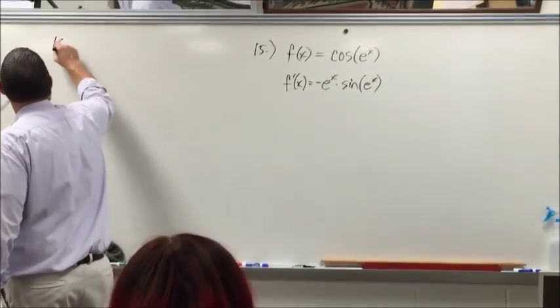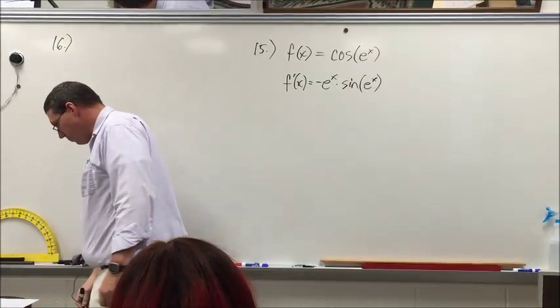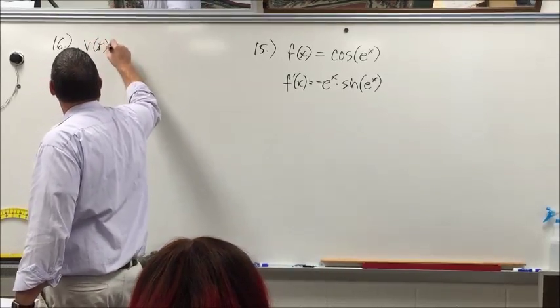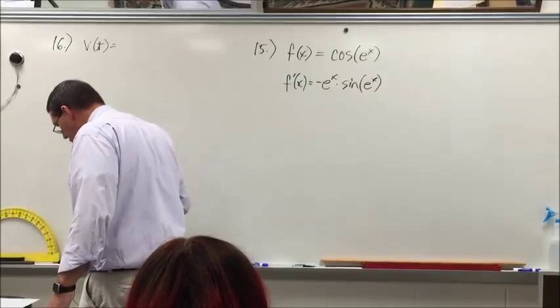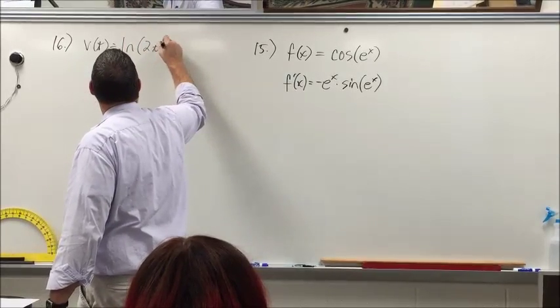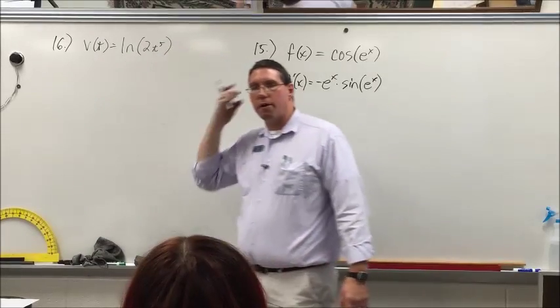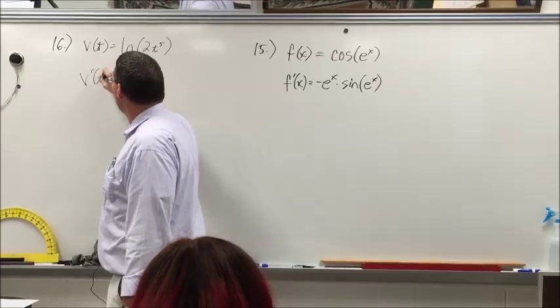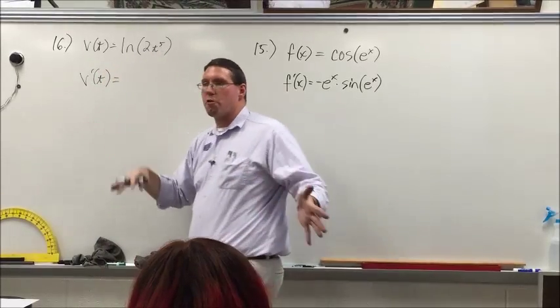Let's try 16. We've got v of t is equal to the natural log of 2t to the fifth. Now, listen, guys, you're going to want to see this one. Now, the derivative v prime. What's the first part of our derivative?